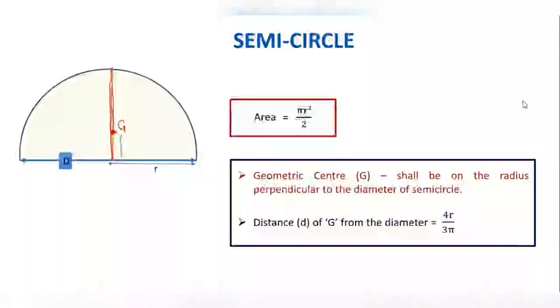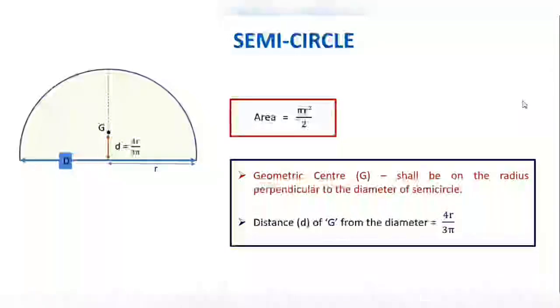And this distance is what is given as 4r by 3 pi. That is the distance of the centroid of the semicircle from the diameter. You'll have to learn this formula, 4r by 3 pi. Let me clear my diagram. This distance is 4r by 3 pi. Okay.